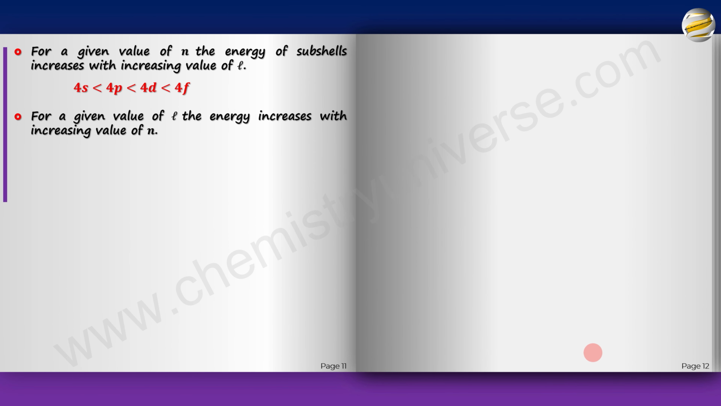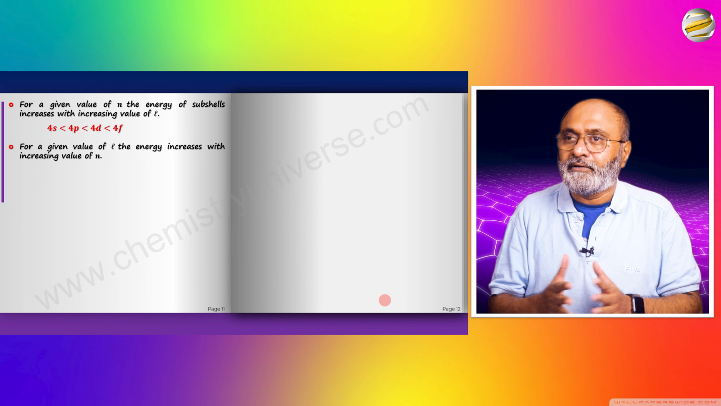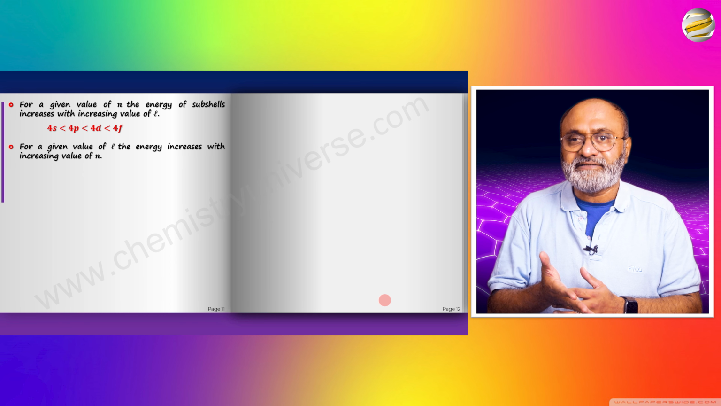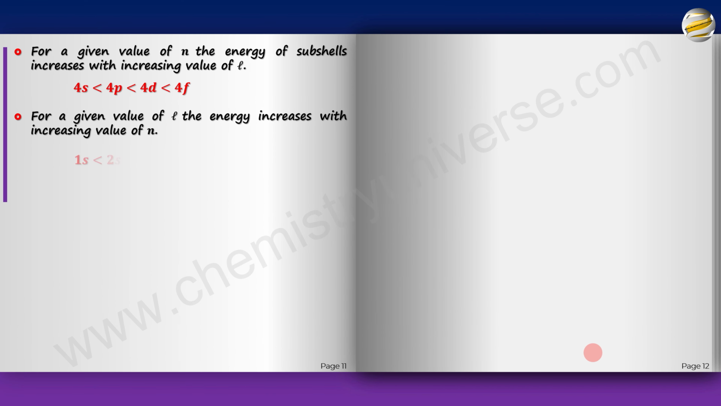For a given value of L, the energy increases with increasing value of N. So if you fix L and change N, as N increases, energy will increase as expected. So 1s is less than 2s, 2s is less than 3s, 3s is less than 4s. Same goes for P, same goes for D.